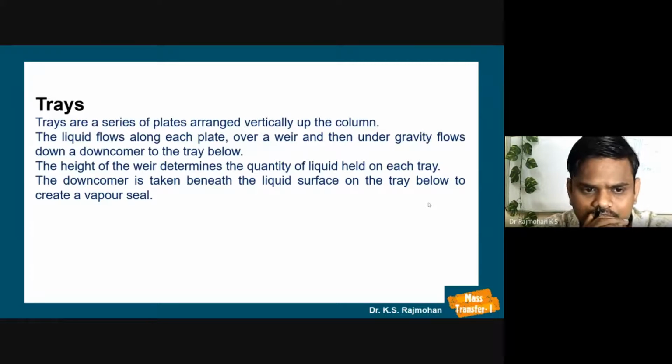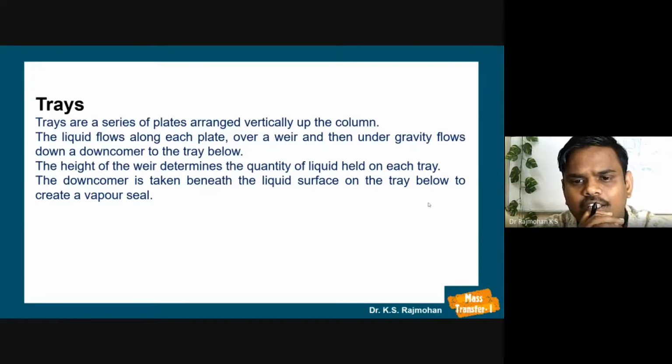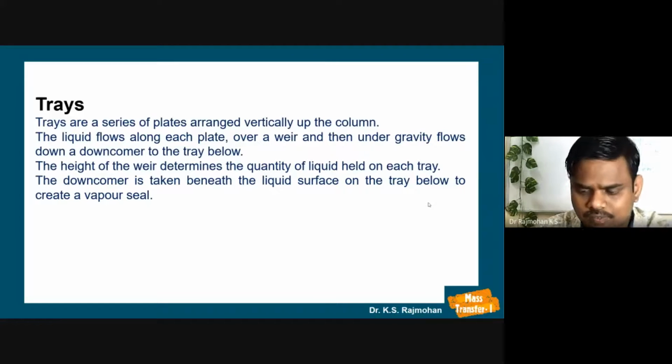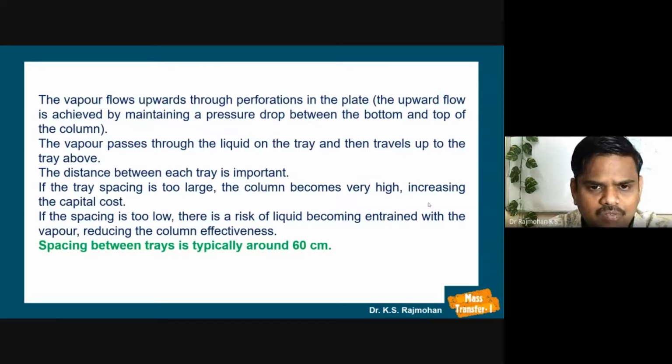The height of the weir determines the quantity of liquid which can be held up. As I said, the height of the weir means that much will be the height of the liquid held on each tray. And the downcomer's role is facilitating the liquid to fall from the upper plate to the lower plate. And the vapor flows upwards through the perforations in the plate. I have explained all this.